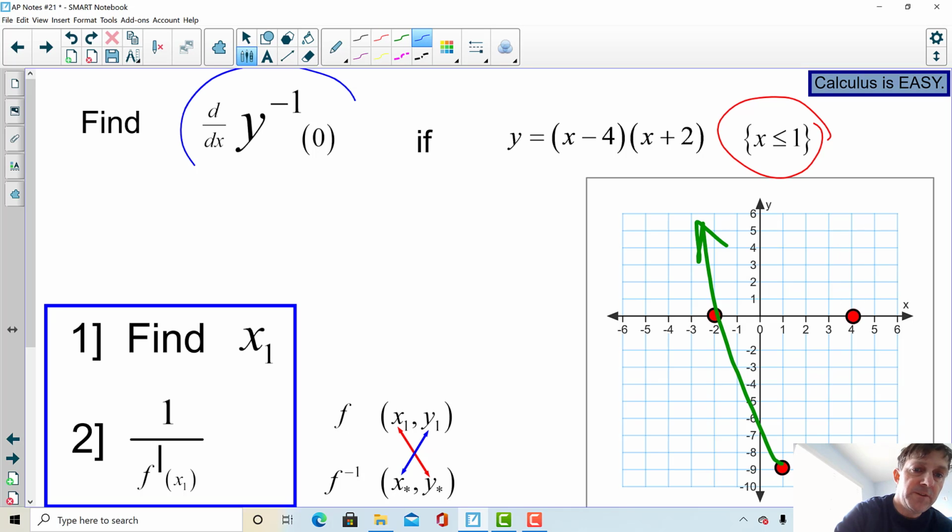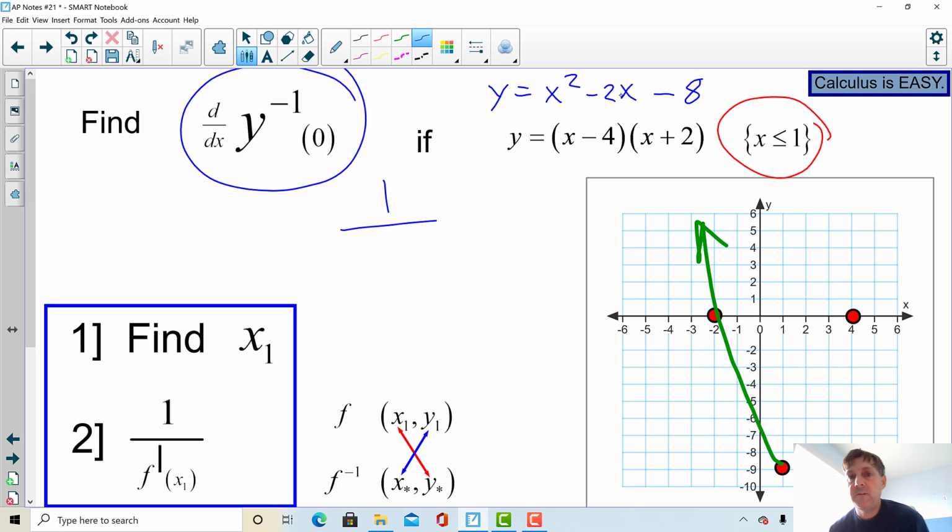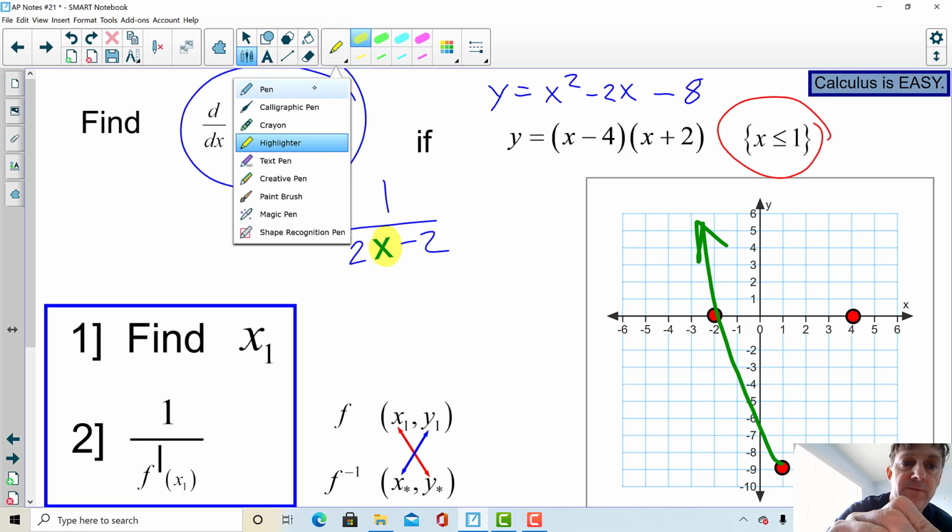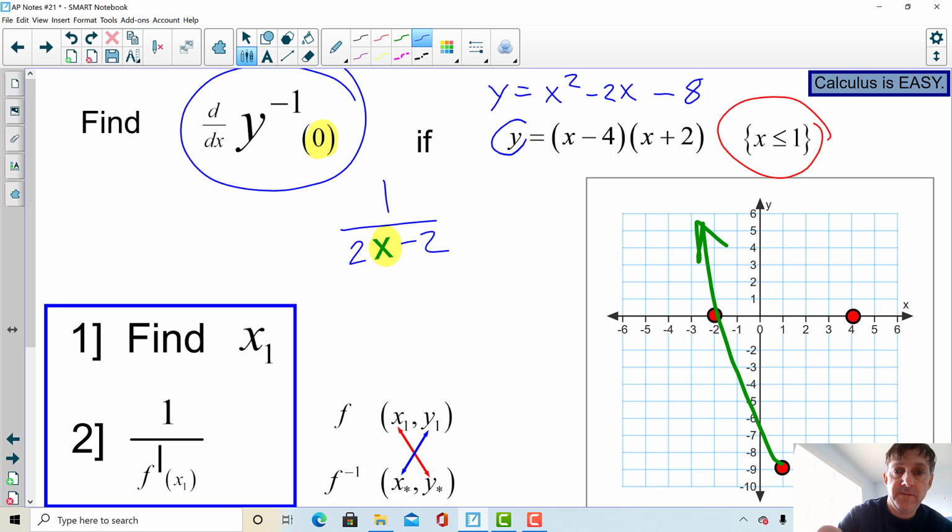Again, we can use our rule for the derivative of the inverse. It would just be 1 over, and then we just do the derivative of this on the bottom. Now this function is just going to be x squared minus 2x minus 8. And if we do the derivative of that, we would get 2x minus 2. Again, we cannot plug this 0 for the x, because that 0 is the x for the inverse, but it's actually the y for the original function.